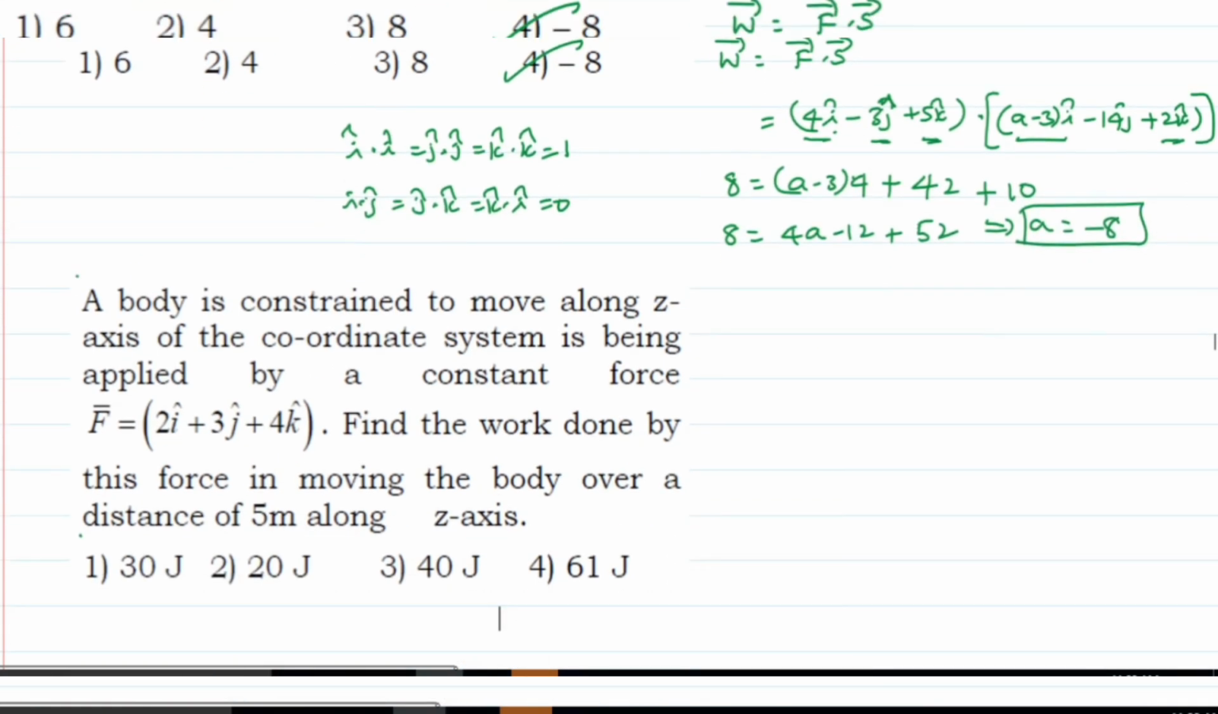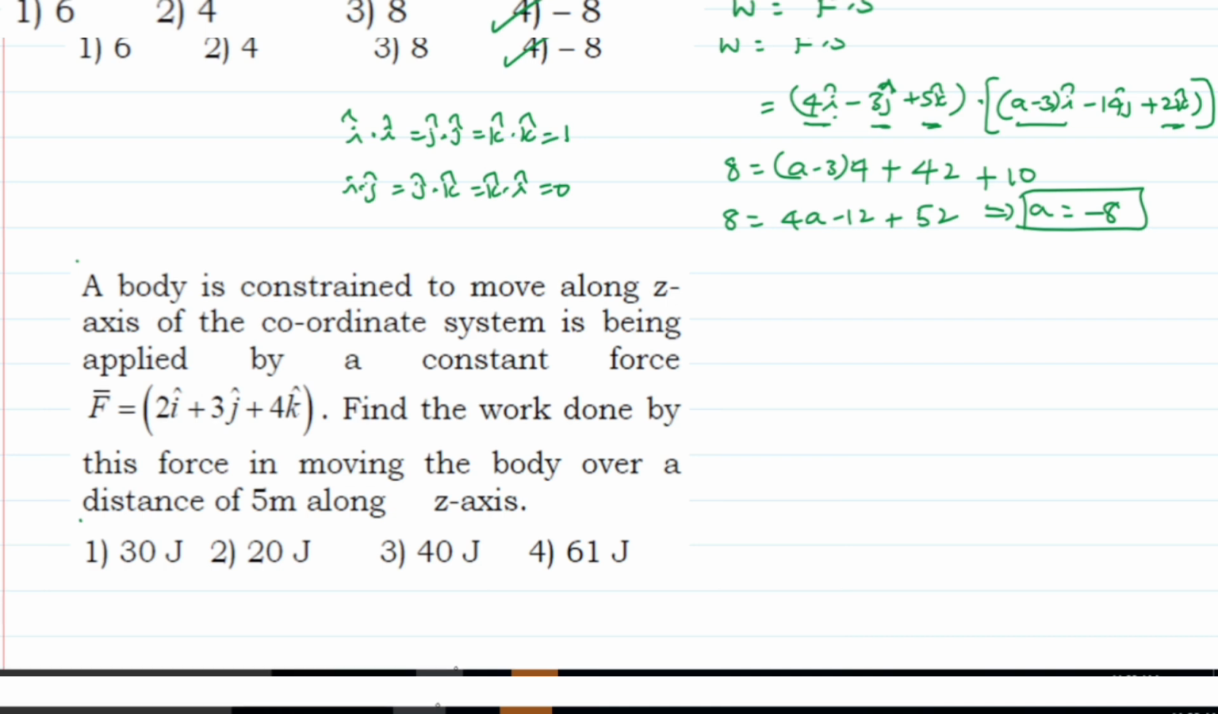Let us see the next question. A body is constrained to move along the z-axis. The displacement vector is along the z-axis, which in Cartesian coordinates is k cap. It is acted on by a constant force F, given as 2i cap plus 3j cap plus 4k cap. Now find the work done by this force in moving the body over a distance of 5 meters along the z-axis.